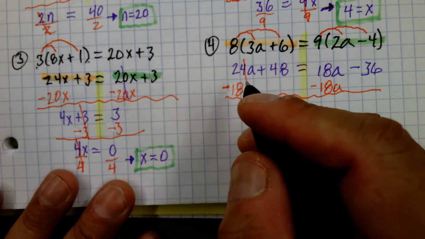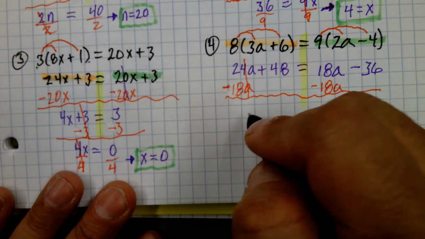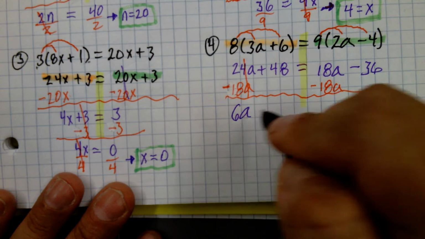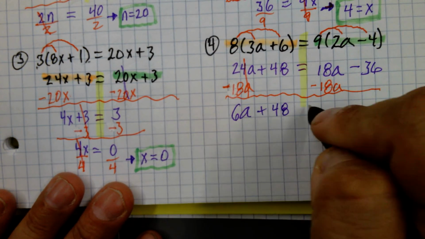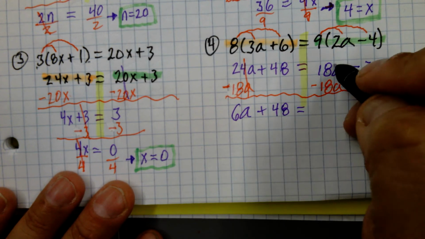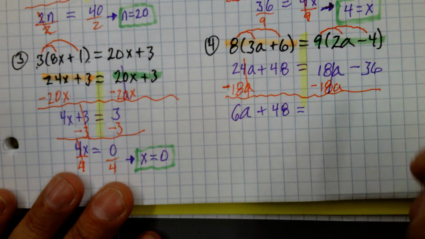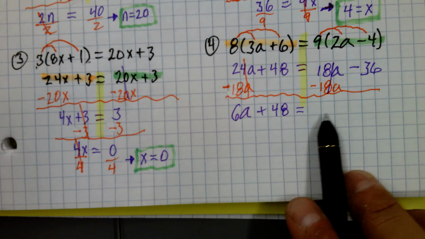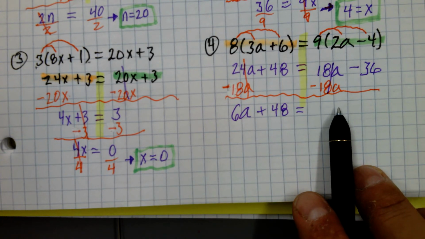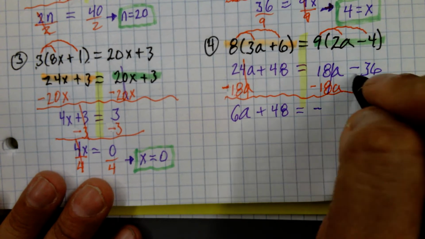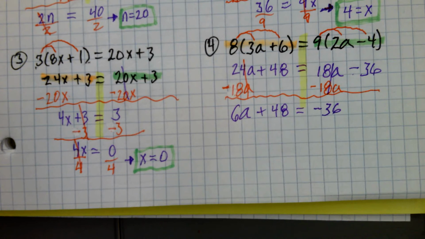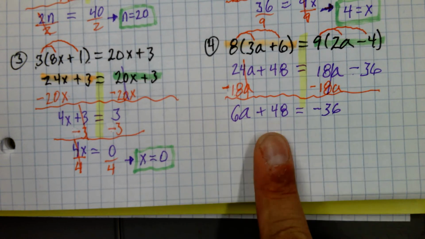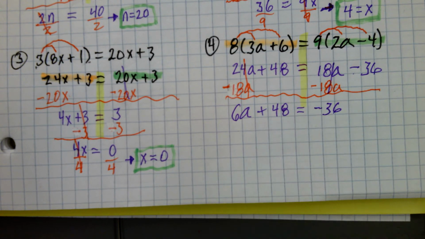I believe is it 6? 6a plus bring down 48 equals 18 and negative 18 cancel. What do I bring down here? What number comes down from the next step? Negative 36. That minus goes with the 36. Okay. All right, so let's get rid of the constant. Now it's just a two-step.